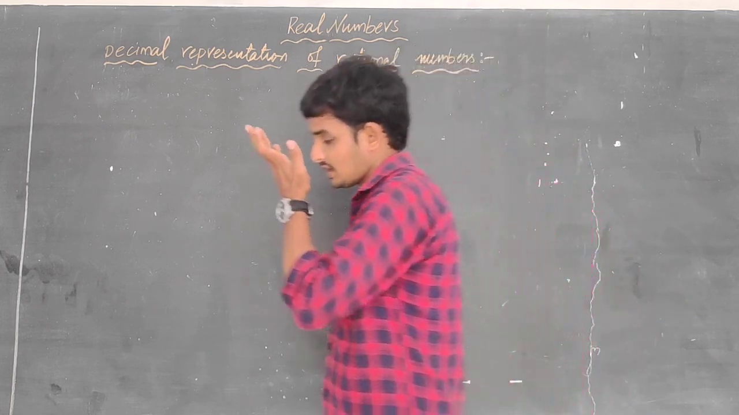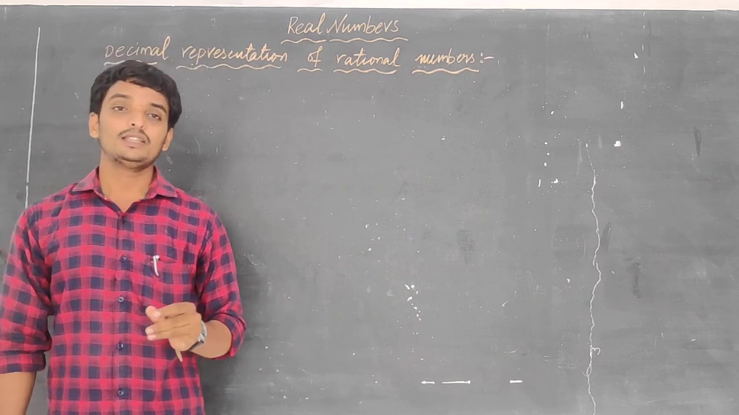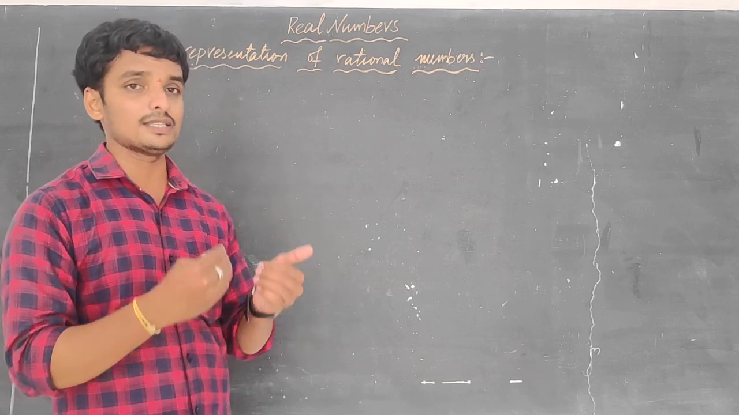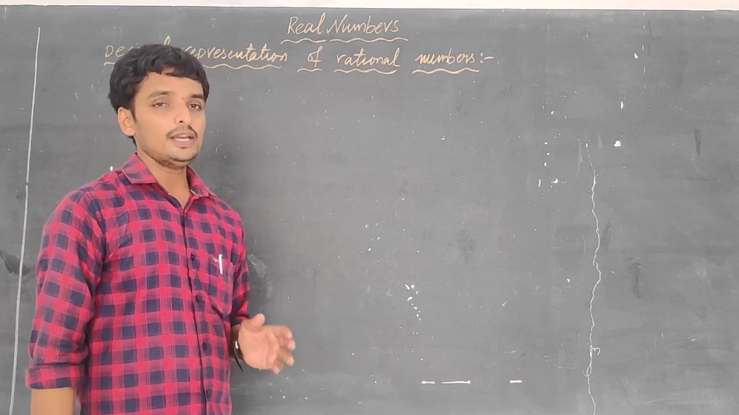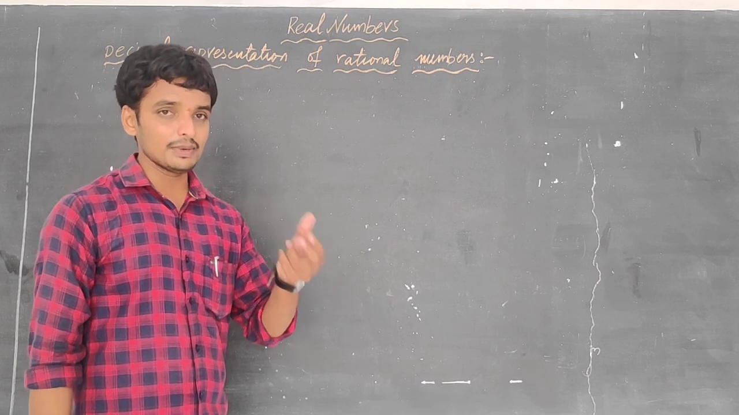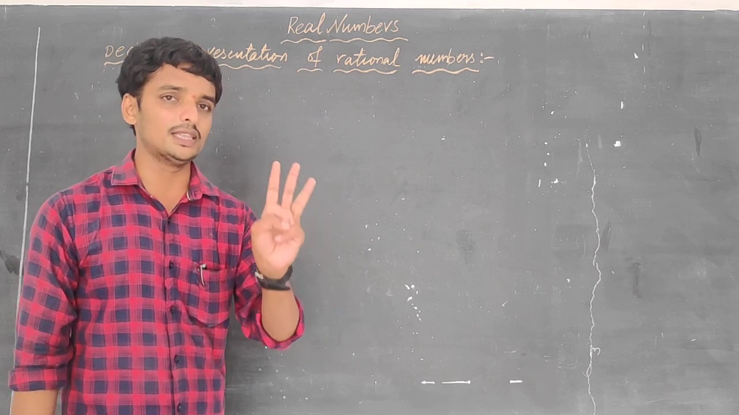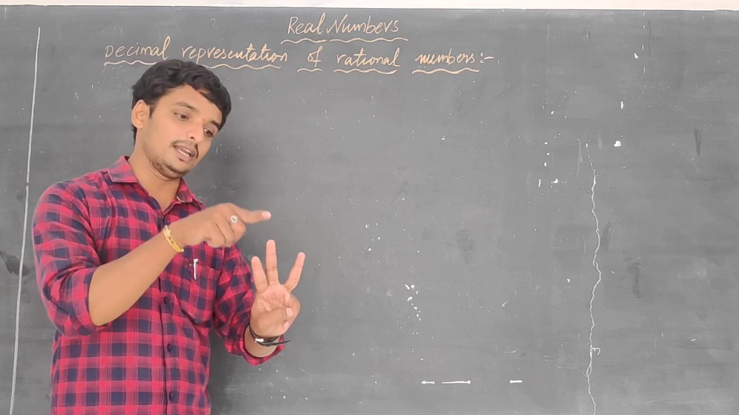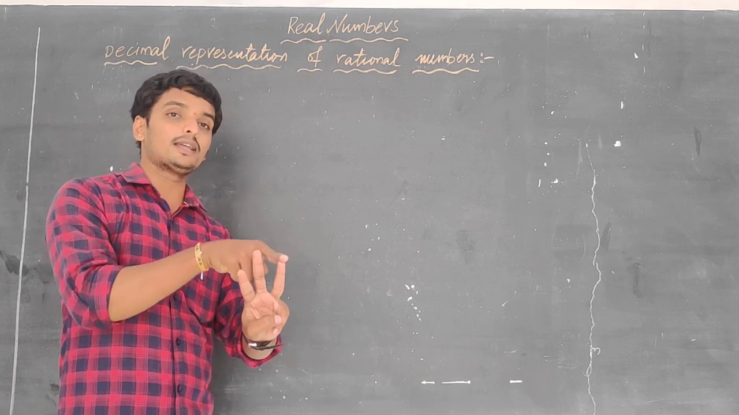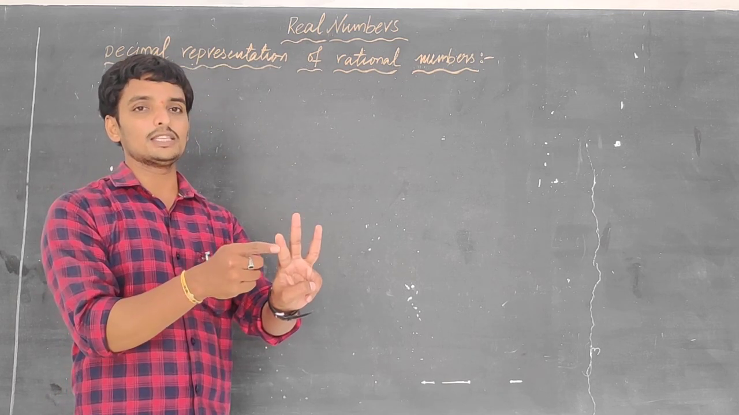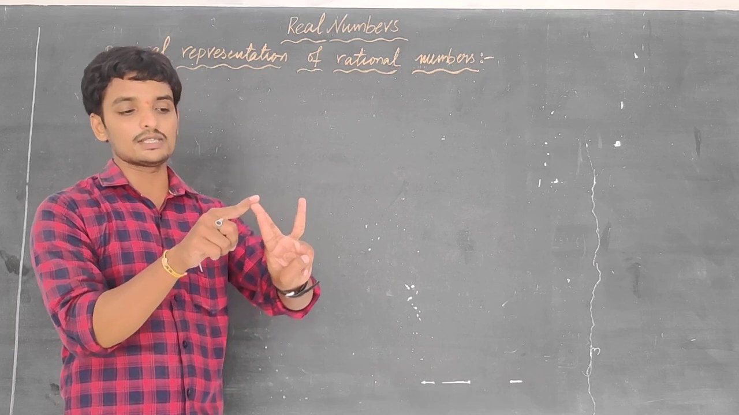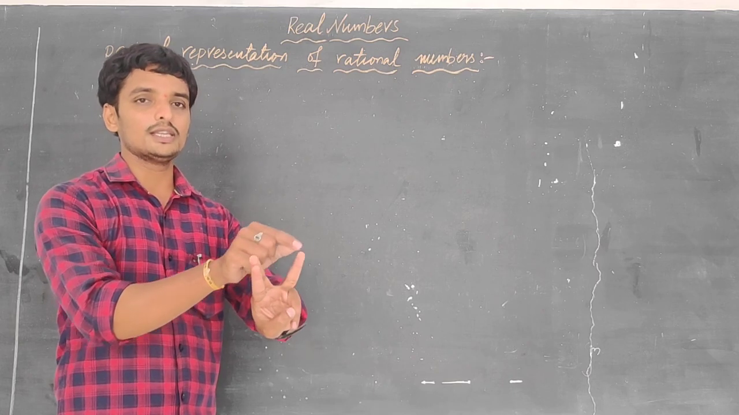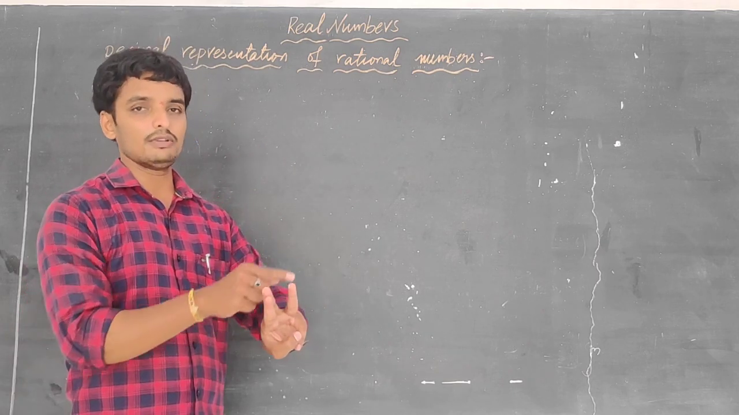Now decimal representation, they are giving rational numbers. Now we are expressing these rational numbers into a decimal form. In the decimal forms, the decimal numbers are three types: terminating decimals, non-terminating recurring decimals, non-terminating non-recurring decimals. The first two, terminating decimals and non-terminating recurring decimals, are rational numbers. And the third one is an irrational number.